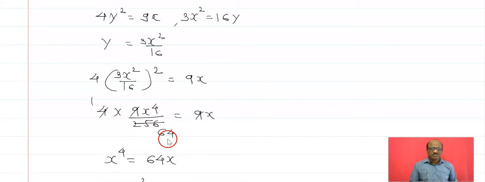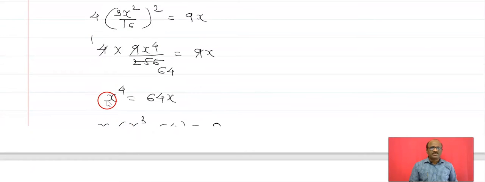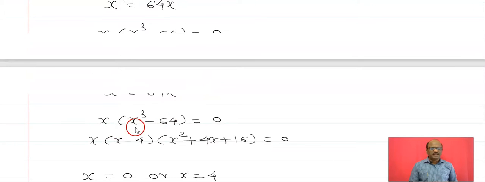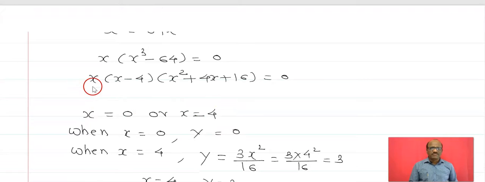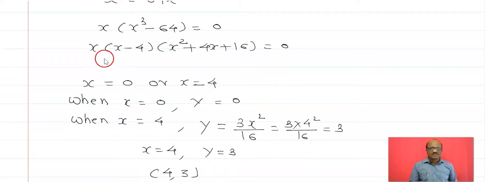Now simplify it, then you will get x raised to 4 equals 64x. Now take x as common, then in bracket you will get x cube minus 64 equals 0. Now again the factorization, that is a cube minus b cube: in first bracket x minus 4, in second bracket x squared plus 4x plus 16, equals 0. Therefore the values of x are x equals 0, x equals 4. Again x squared plus 4x plus 16, the factors are imaginary, we cannot consider here.